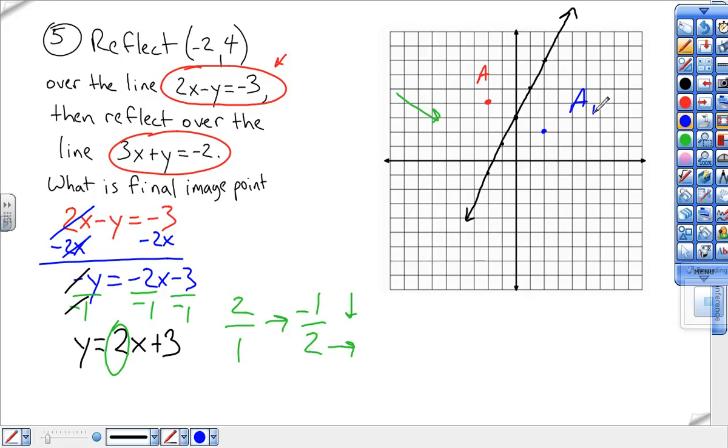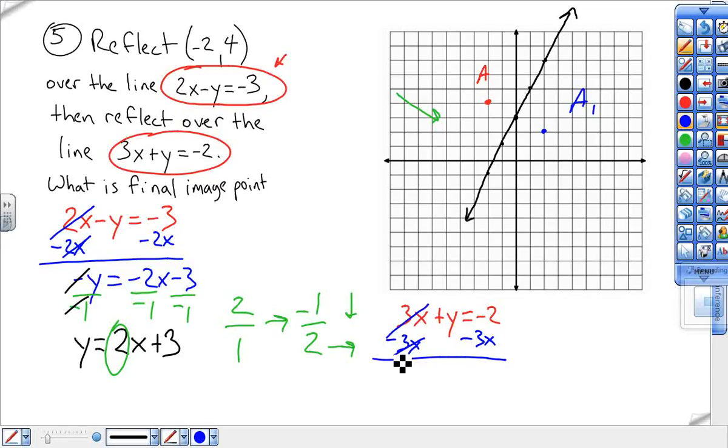My new line is not solved for y also. So I need to take that 3x plus y equals -2 and take away 3x on both sides to get that ready to graph.